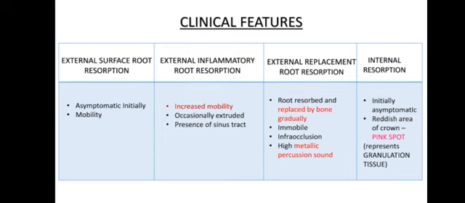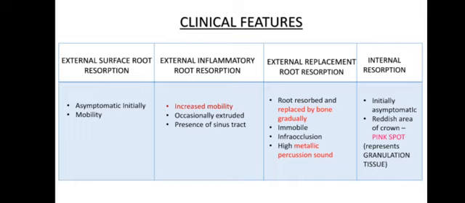Clinical features: external surface root resorption, initially it is asymptomatic, mobility can be seen. In external inflammatory root resorption, the mobility will be increased and occasionally the tooth can be extruded because of the inflammation. There may be presence of a sinus tract.